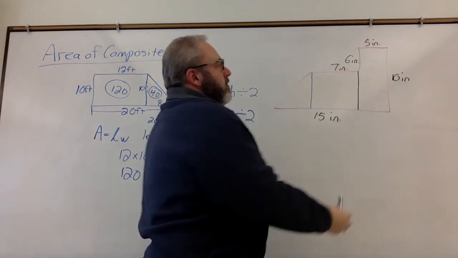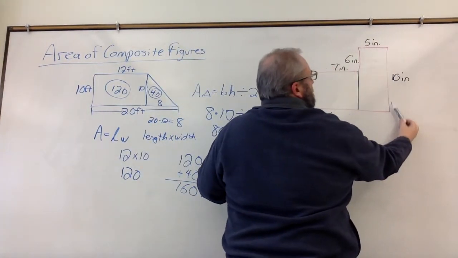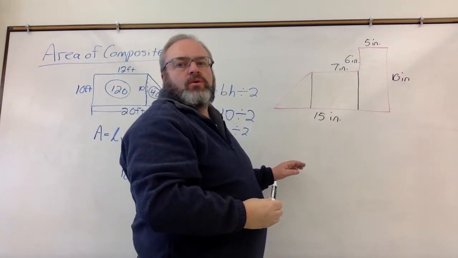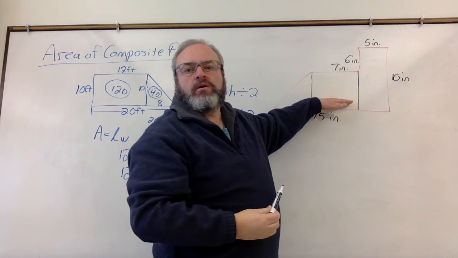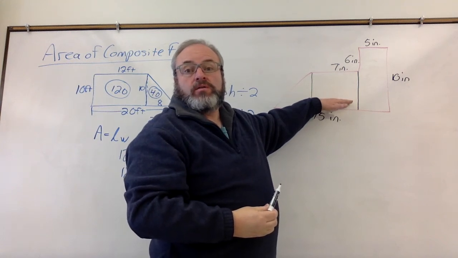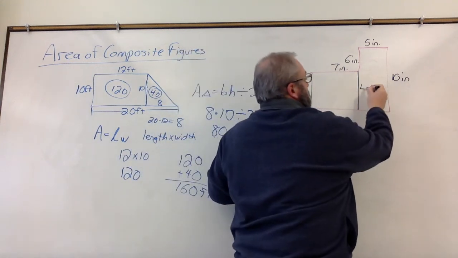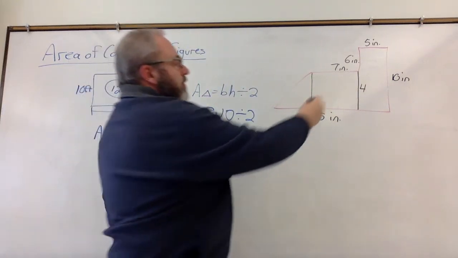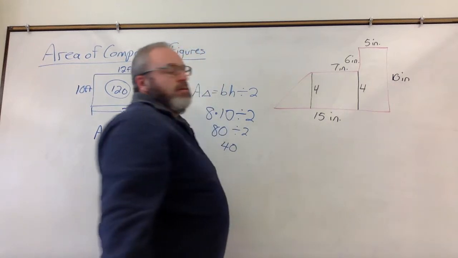So let's look at this side over here. If this is 10, and this part of it here is 6, what does that leave over for here? 10 minus 6 is 4. I can tell I didn't draw this to scale, but that's okay. So if this is 4, that's also 4.